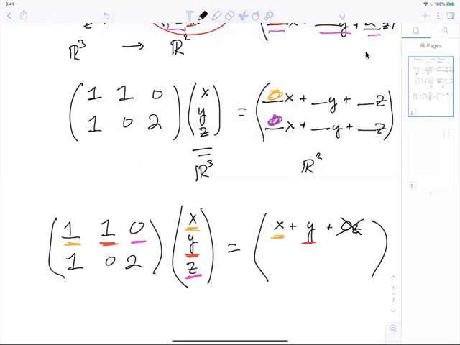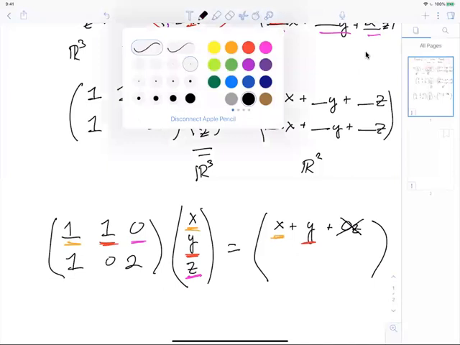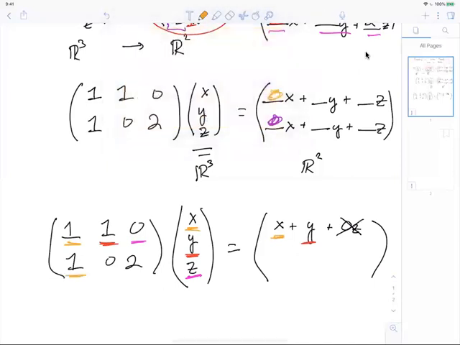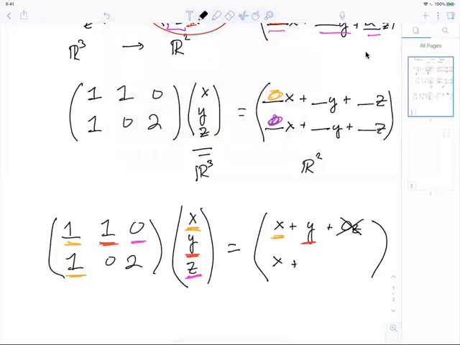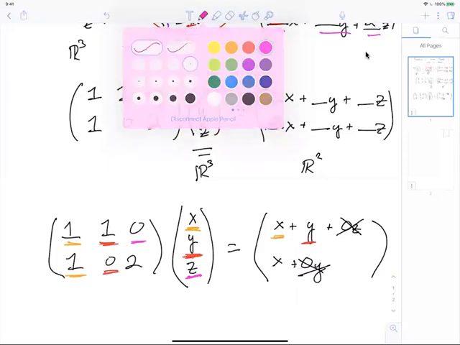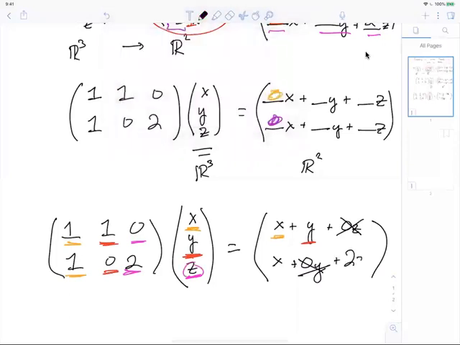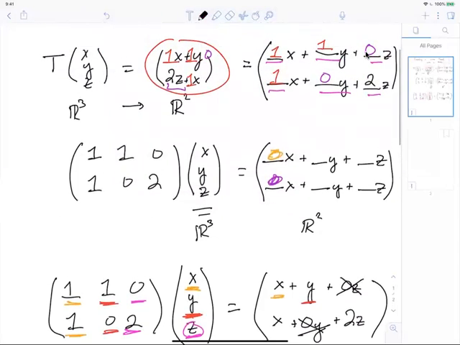We can do the same thing on the bottom. We get 1 times x, so x, plus 0 times y, and finally 2 times our z. If we multiply out the matrix, we notice that that's exactly what the original transformation is. These are the same thing right here.